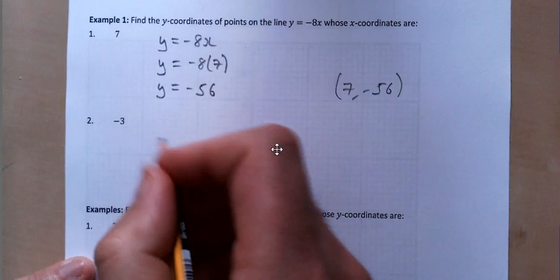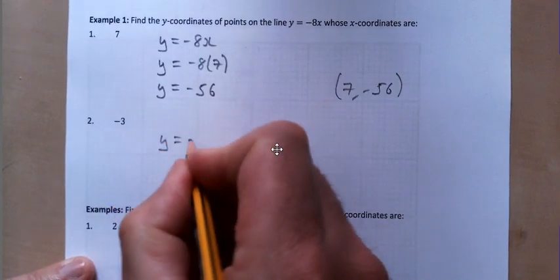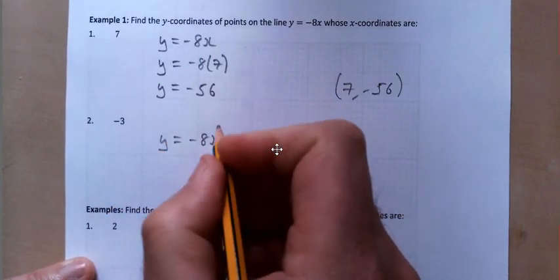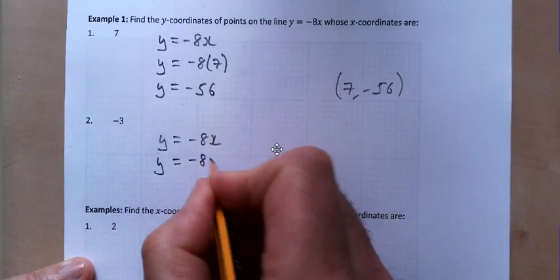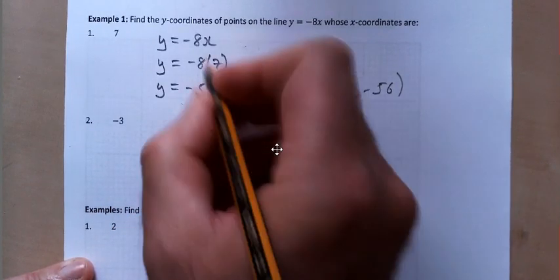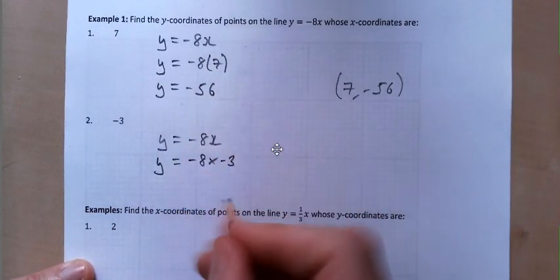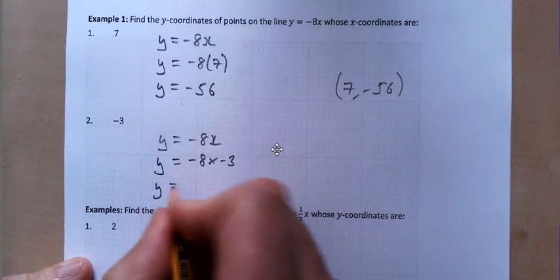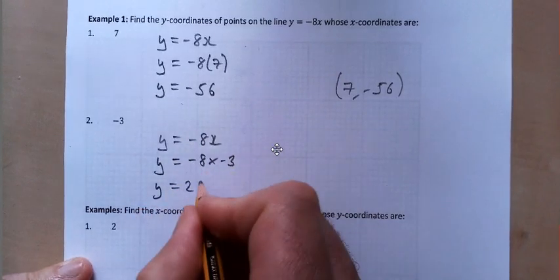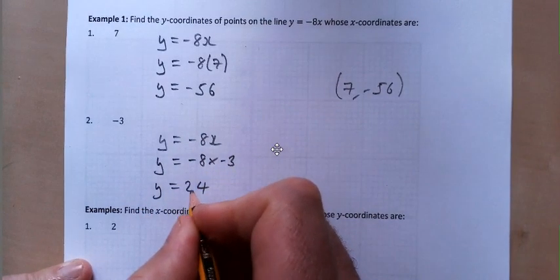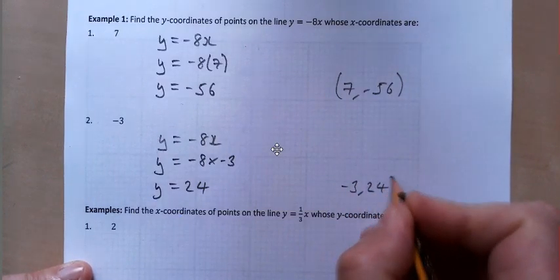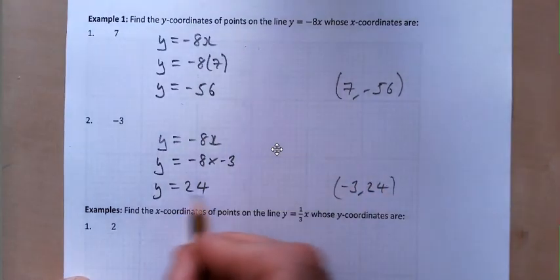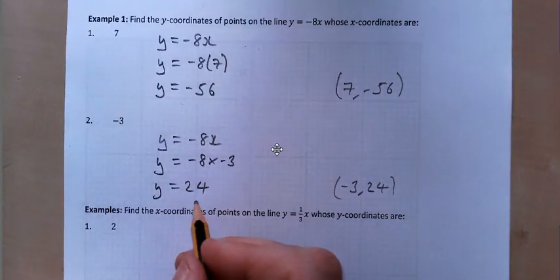Similarly then for minus 3, y equals minus 8x. Y equals minus 8 multiplied by minus 3. I'm just doing it a different way from this just to show that you can do it both ways here. Minus 8 times minus 3 gives us a positive 24. Again, you don't need to write this bit, so it'll be the point minus 3, 24. But this is our y coordinate here, it's going to be 24.